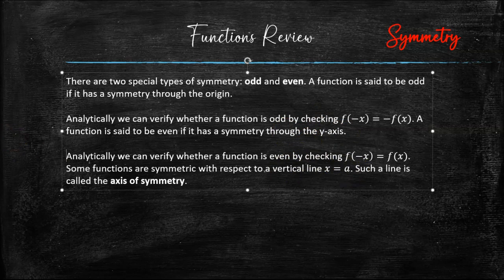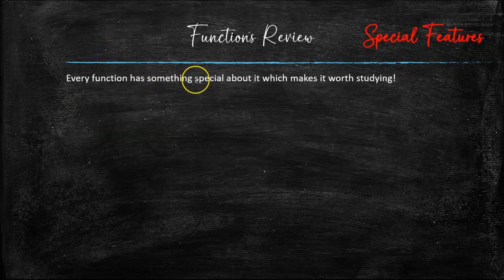Now, some graphs have symmetries which are neither odd nor even. Some graphs may have axes of symmetry, like parabolas that are away from the y-axis. They still have an axis of symmetry, but we don't call it even or odd. So you should know that for each of the functions. Now, each function has something special about it that's worth mentioning, and you have to know at least one fun fact about each of the function types.